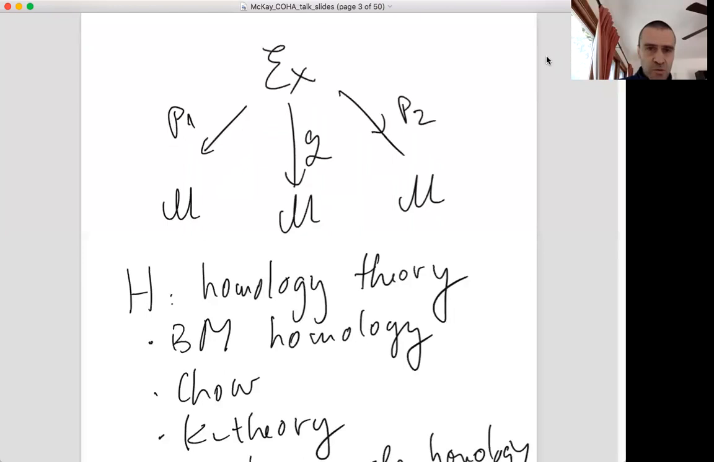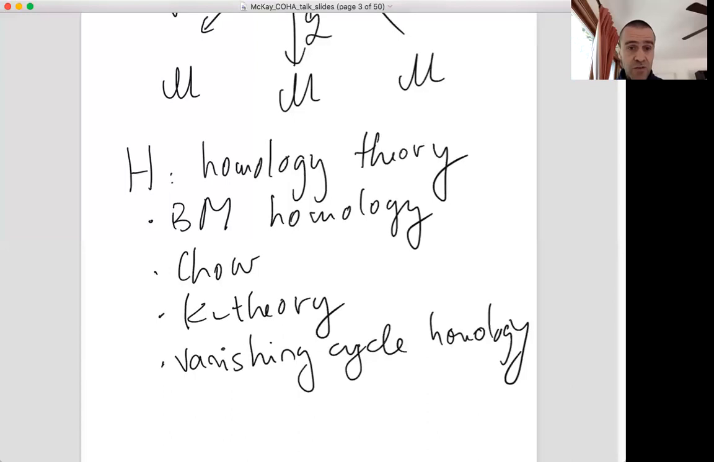And then the general pattern is as follows. You have these natural projections from the stack of complexes down to the stack of all objects. It can be projected three ways: by the initial object, by the middle object, and by the final object, counting from the left to the right. And then suppose you're given some kind of homology theory that can take many incarnations. It could be Borel-Moore homology, the Chow group of algebraic cycles, K-theory, or vanishing cycle homology, or maybe even something more exotic that I don't know about.